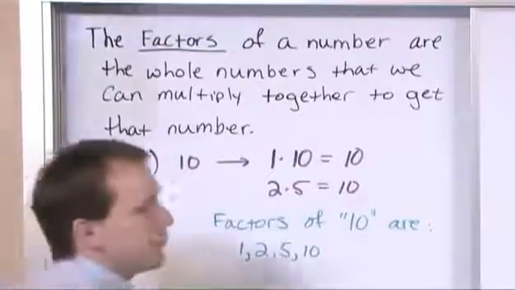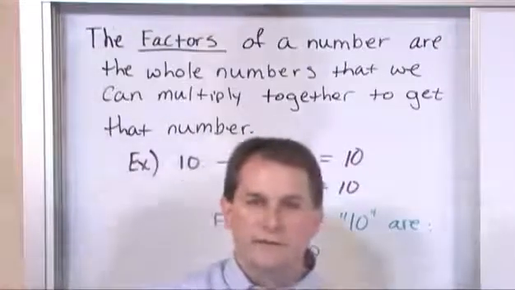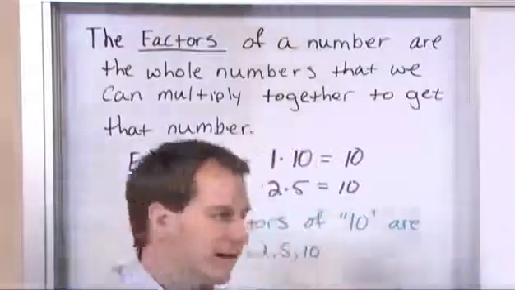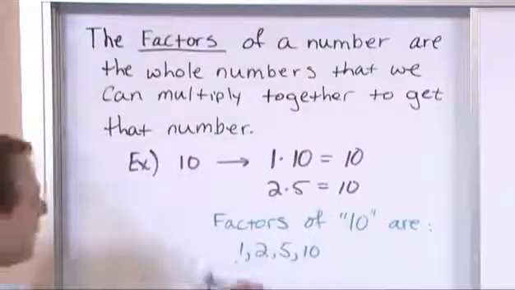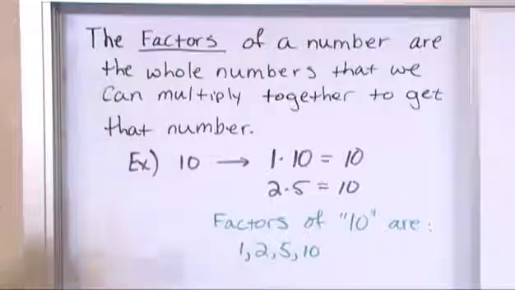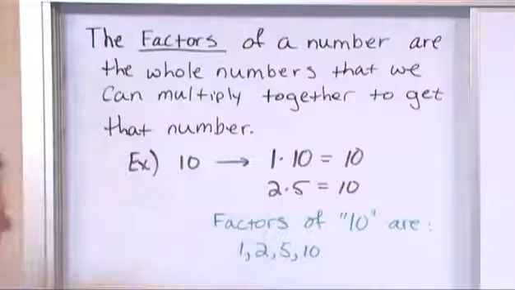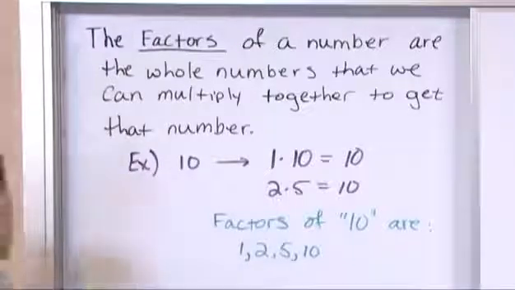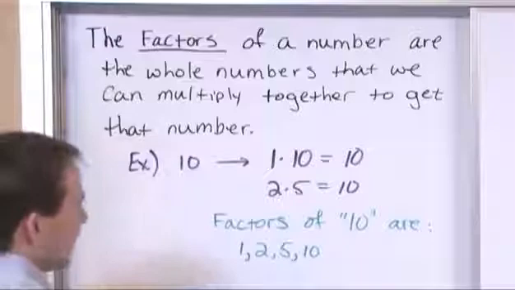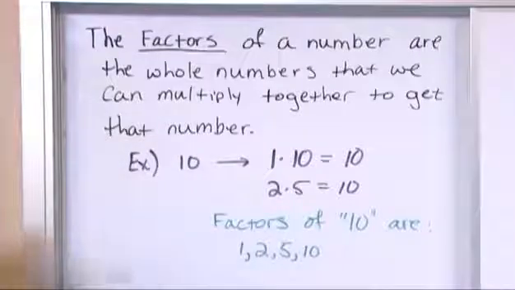So you notice the number 3 is not on the list. The number 4 is not on this list. And that's because the number 3, for instance, you can't multiply 3 times anything to give you 10. You can't multiply 8 times anything to give you 10. You can't multiply 4 times anything to give you 10. So they're not factors of 10.